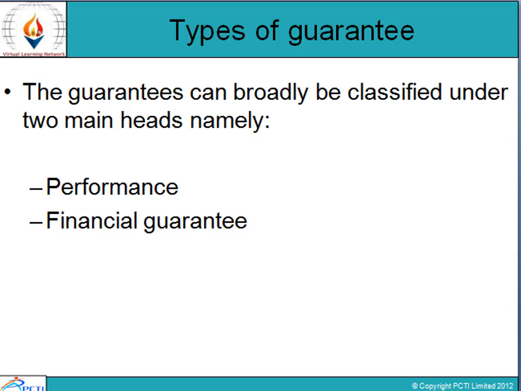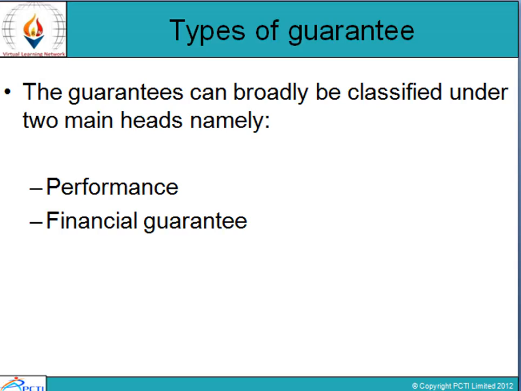When we talk about the types of guarantee, guarantees can be broadly classified under two heads. First is the performance guarantee and another is the financial guarantee. Now the criteria for classification of these two guarantees are as follows. Performance guarantees are those type of guarantees which secure the performance of a contract, and they do not involve any loan transaction or financial obligations.